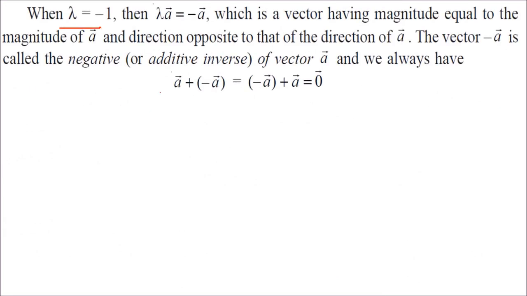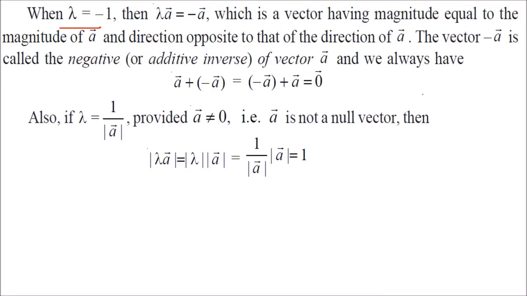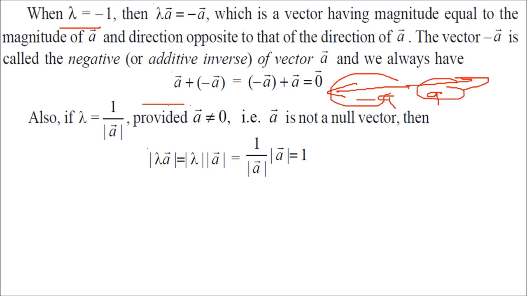When you have lambda equal to minus 1, what is happening? If this is, say, a, minus 1a will be like this. So when you add these two, what do you get? You get 0. So this is called the additive inverse, or negative, of vector a.